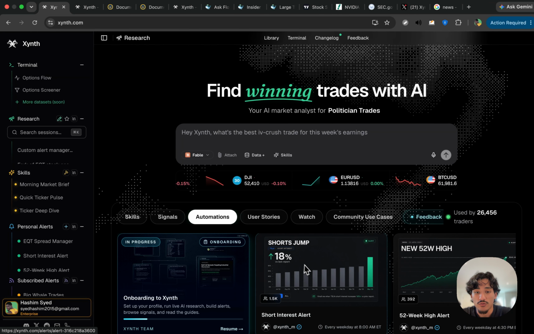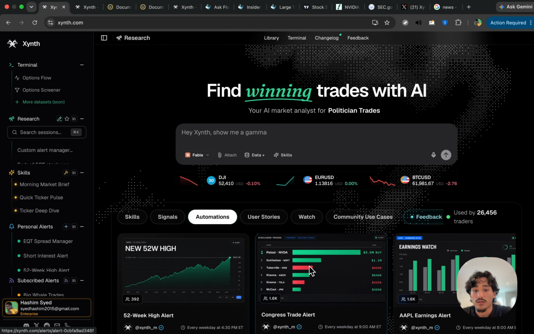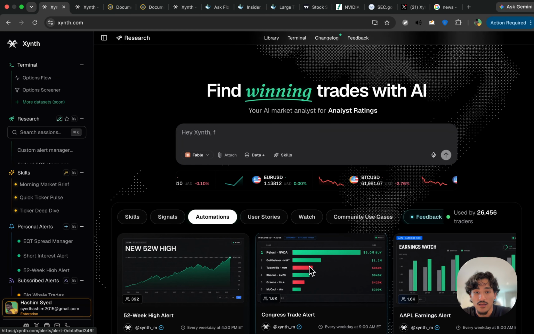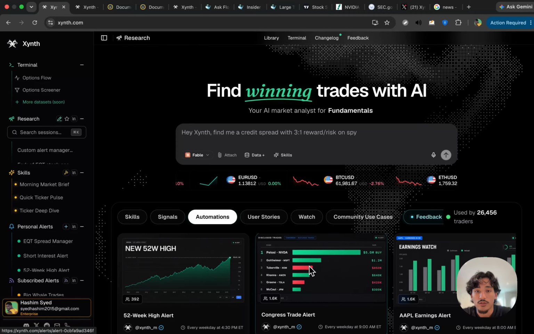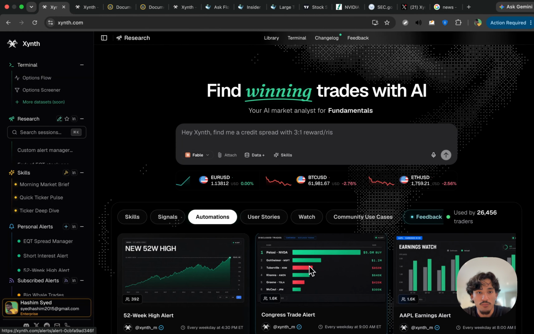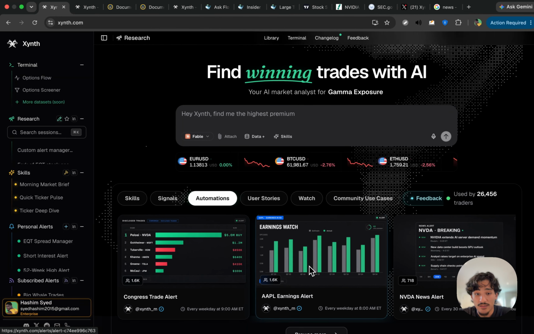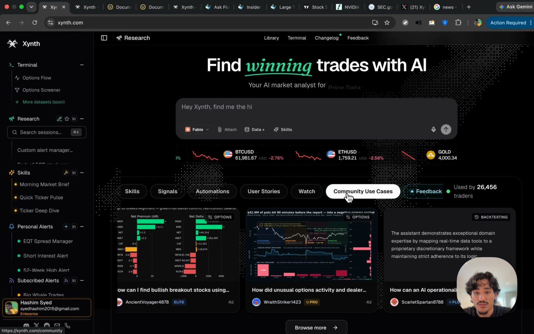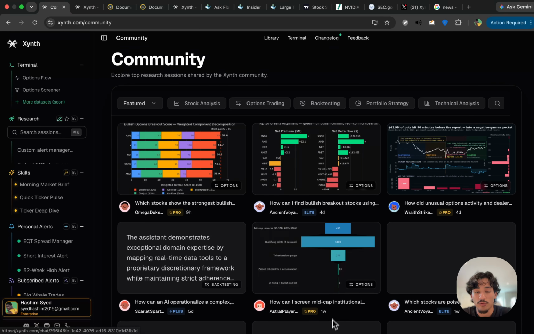And then with automations, they use them to sort of set up workflows to monitor their positions and then maybe even set up their own signals by constantly scanning for things in the market. Because Xynth has the ability to code over all this data, 300 plus endpoints that we talked about, it's able to make some pretty interesting automations that you'll see on here. And we also do have a community use cases section where you can see exactly how people are using Xynth.